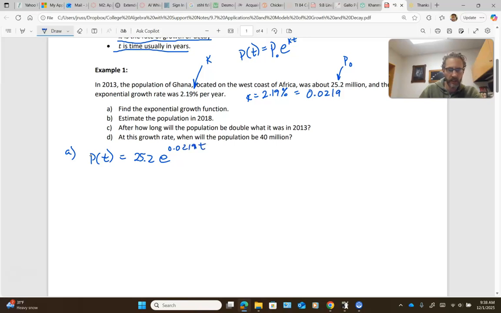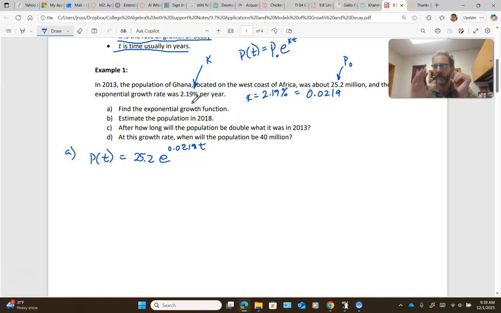And that is our function right there. It's this function that we would use to model the population growth of Ghana, at least for a period of time. A lot of times, guys, these models are pretty accurate over a certain number of years.